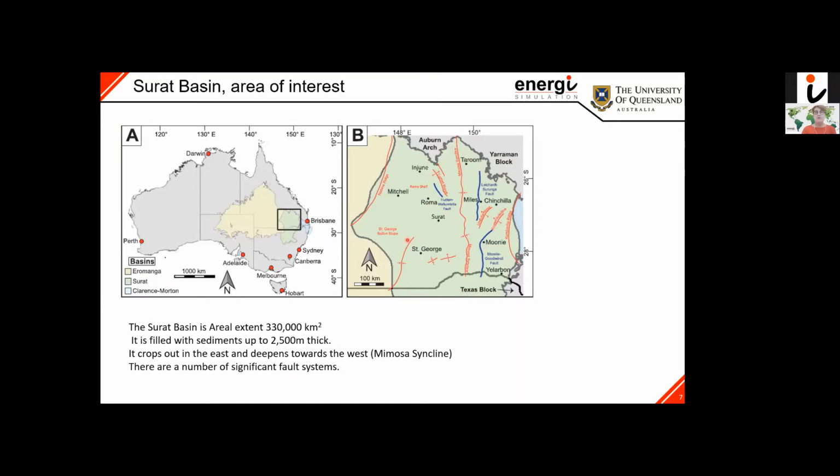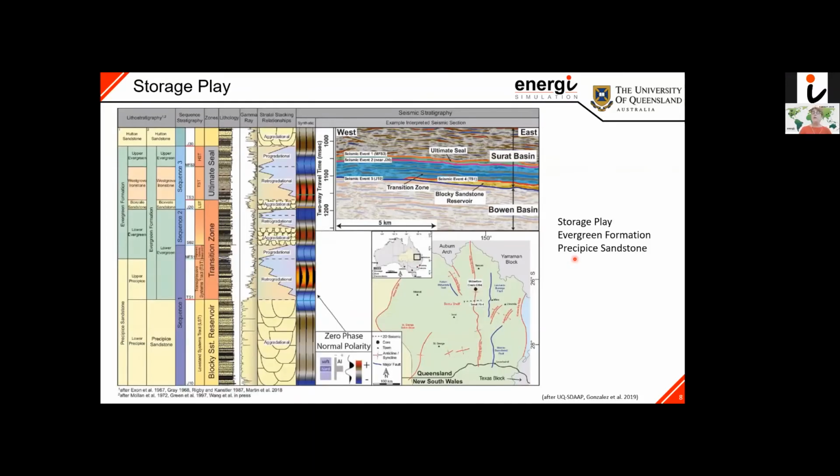I've also shown here a number of fault systems, and as many of you know, we tend to want to stay away of those when we inject CO2. If we look at it vertically, I am highlighting here the storage play, which is the combination of the Precipice Sandstone and the Evergreen formation.